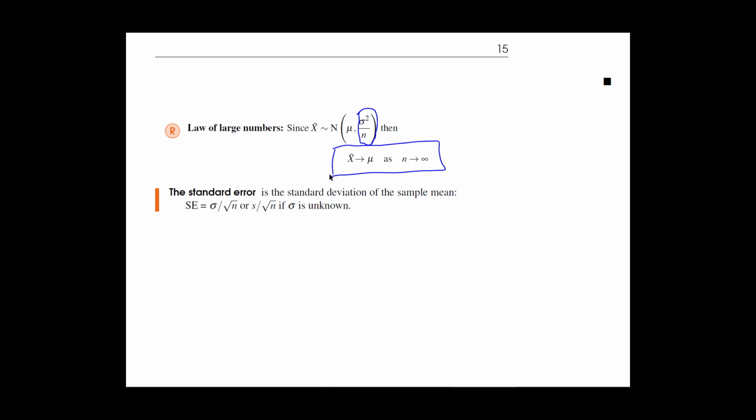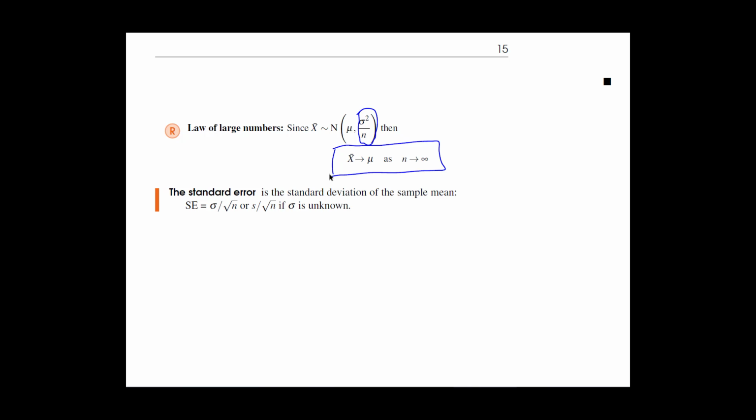But in practice, we never take infinite samples. So we're always going to have an error associated to our estimations. But the law of large numbers is reassuring because it says the larger the sample, the more accurate your estimations will be.